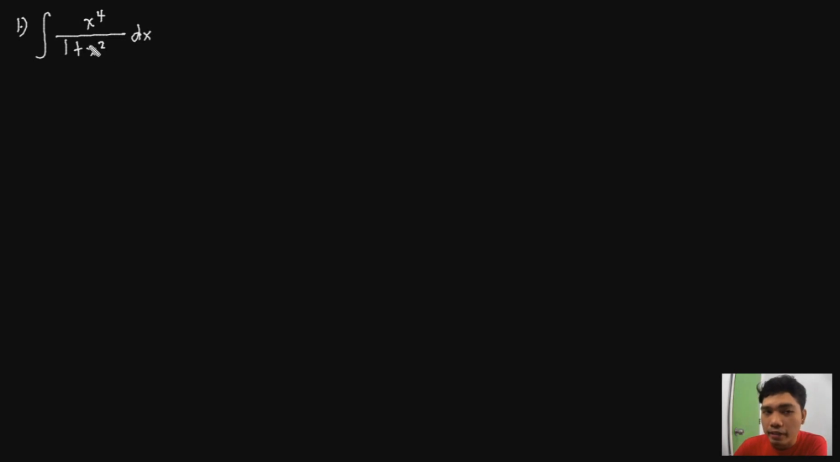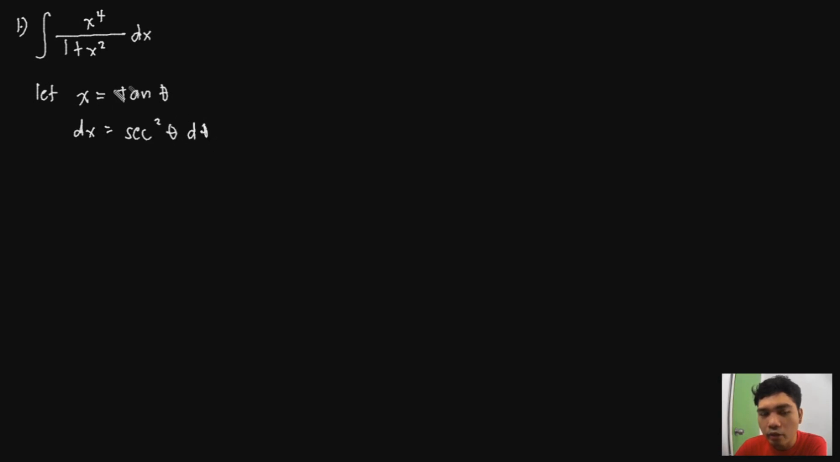Pero for this case, let's do trigonometric substitution immediately, no? Huwag tayong mag-long division. Try natin kung makukuha natin yung sagot. So from this, I will let x is equal to, di ba yun ay 1 kasi square root of 1, so that is square root of 1 times tangent theta. Okay? With this, the derivative would be equal to secant squared theta d theta.